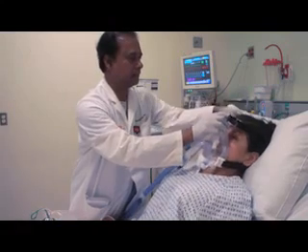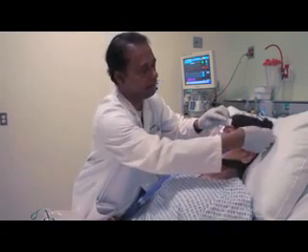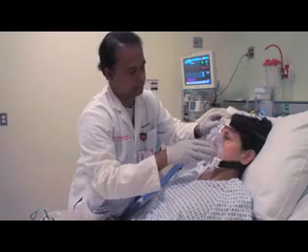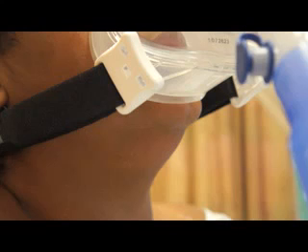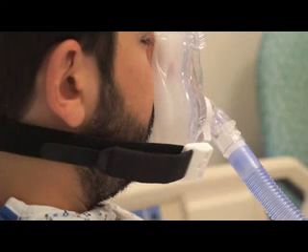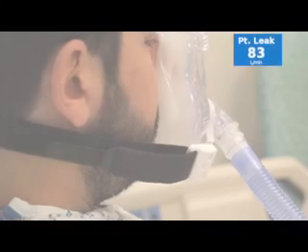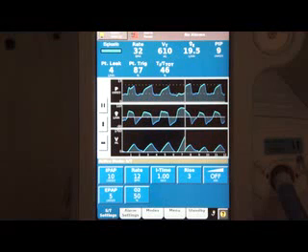Be sure the straps are tight enough to secure the mask without causing unnecessary discomfort. You should be able to place 2 fingers easily between the straps and the patient's head. The mask should fit comfortably over the nose and mouth without extending beyond the chin. Another example of the correct fit is shown here. If the patient is uncomfortable, or if a large air leak is noted, reposition the mask or change it to a different size or type.